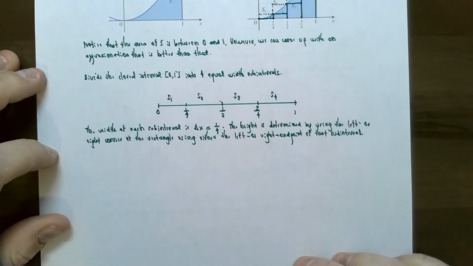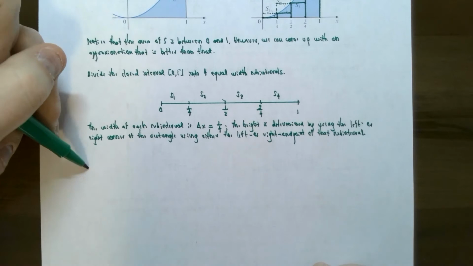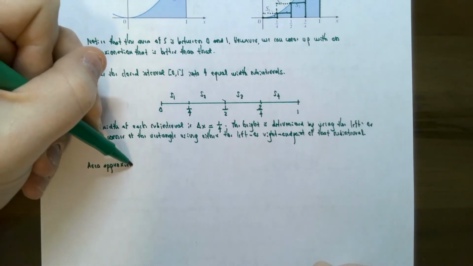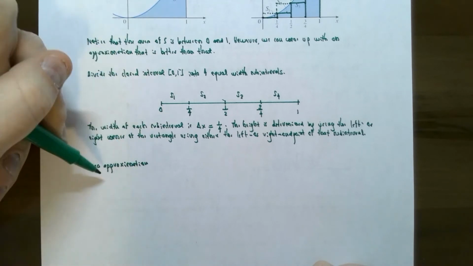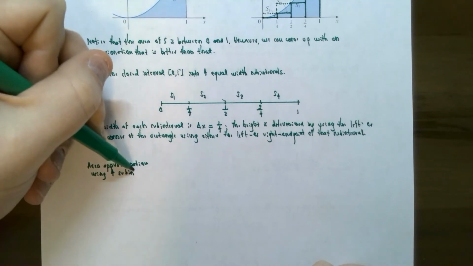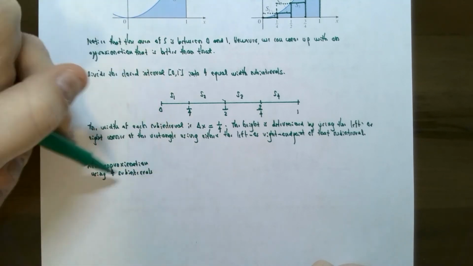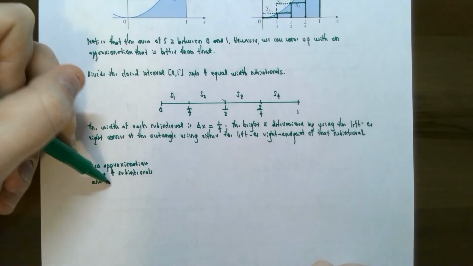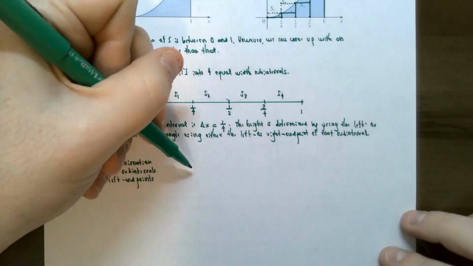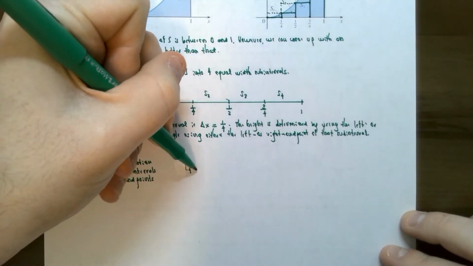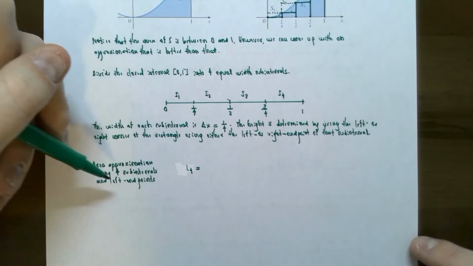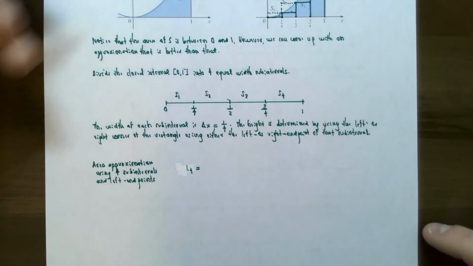So let's make all that more formal. So we're going to first find the area approximation using 4 rectangles, 4 subintervals, and left endpoints. So that's a lot to say, but you can denote this by saying it's L sub 4. So L for left endpoint, subscript 4 because you have 4 subintervals or 4 rectangles.